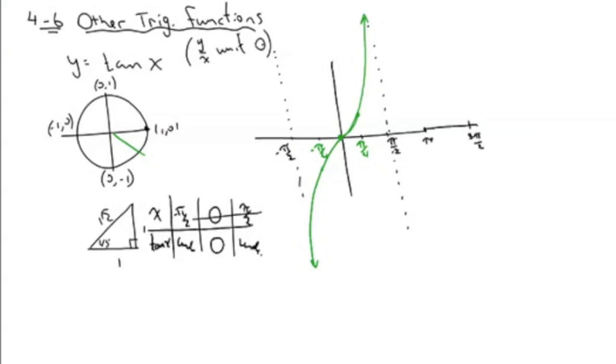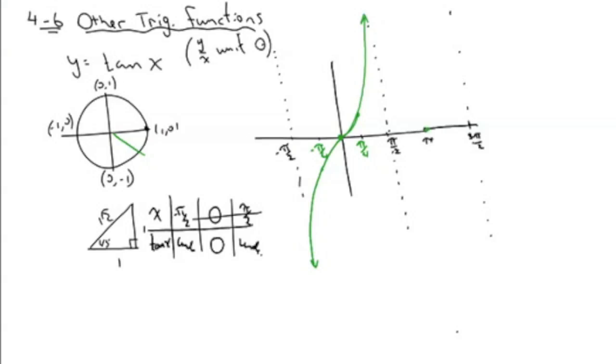What happens at 3 pi over 2? What happens to the tangent? It becomes undefined because it's negative 1 over 0. So there's another vertical asymptote. What's the tangent of pi? Well, the tangent of pi is over here, and it's 0. So it'd be smack dab in the middle.